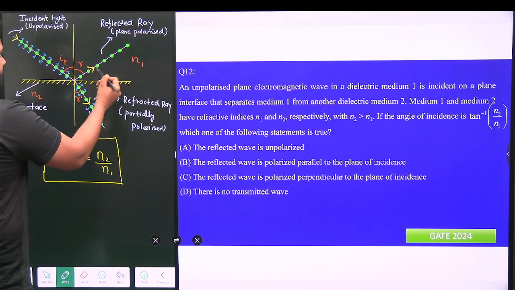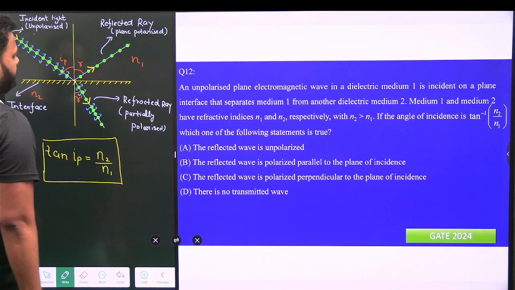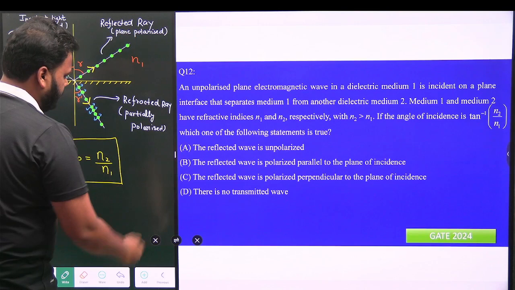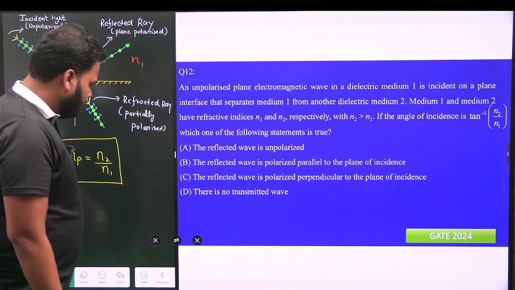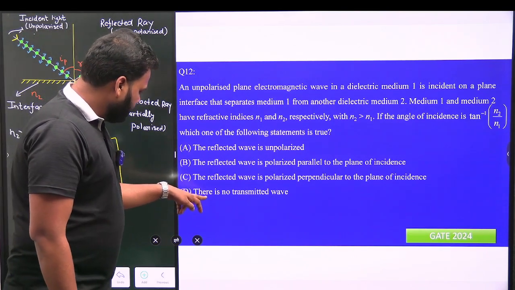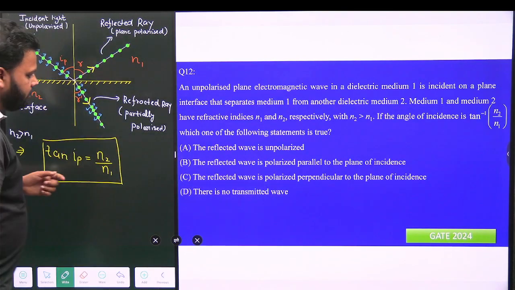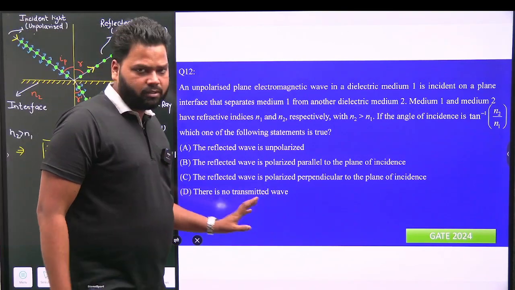So is the reflected wave unpolarized? No, this is a plane polarized light. So option A cannot be correct. Let me also look at option D once. It says there is no transmitted wave, but there is a transmitted wave, so option D is also not correct.